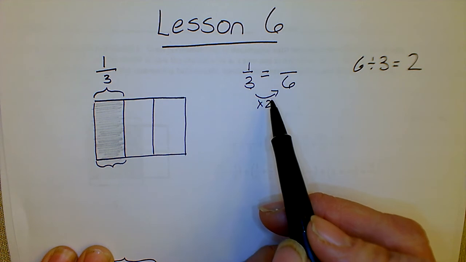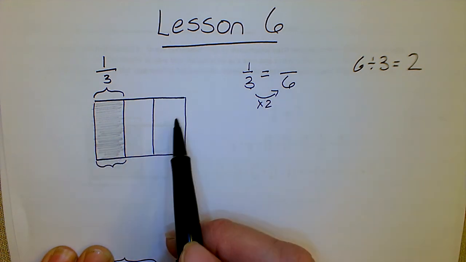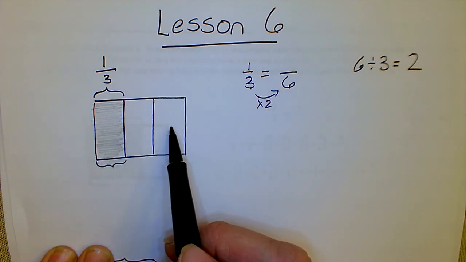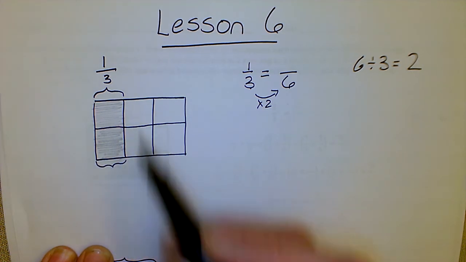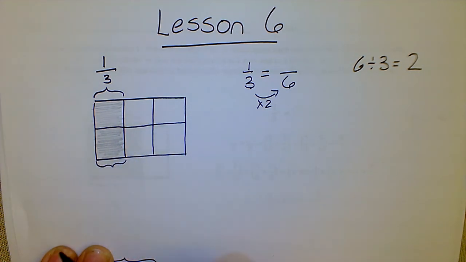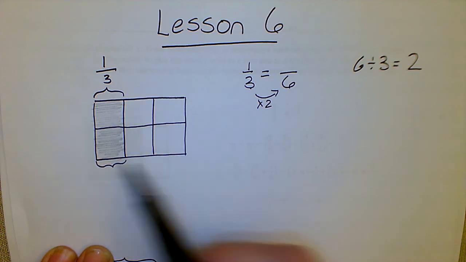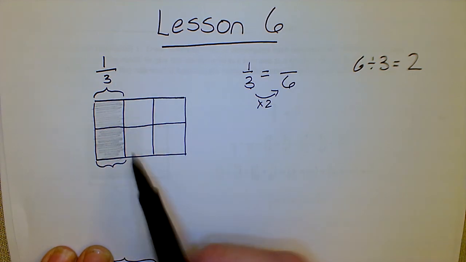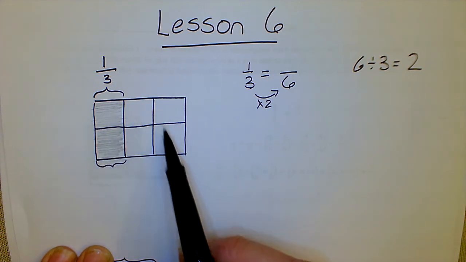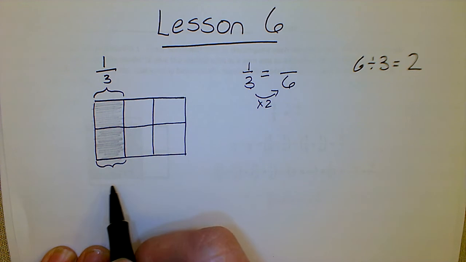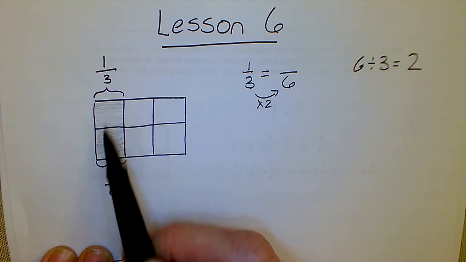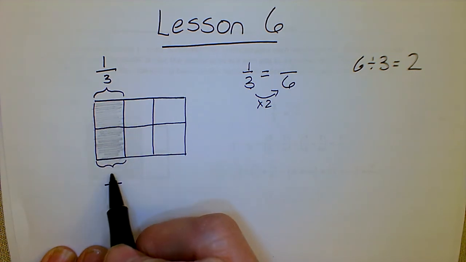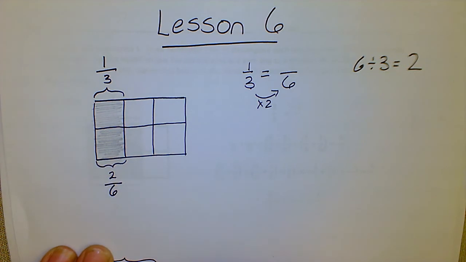So now I know I need to split each one of these into 2 pieces. And so what we did was we drew a horizontal line to split this up. Now each one of these pieces has been divided into 2 pieces. Now I've turned this entire model into sixths. Here you can see I have 1, 2, 3, 4, 5, 6 pieces. So my new denominator is 6, and you can see that now I have 2 parts shaded in. So I'm going to go ahead and put a 2 there.